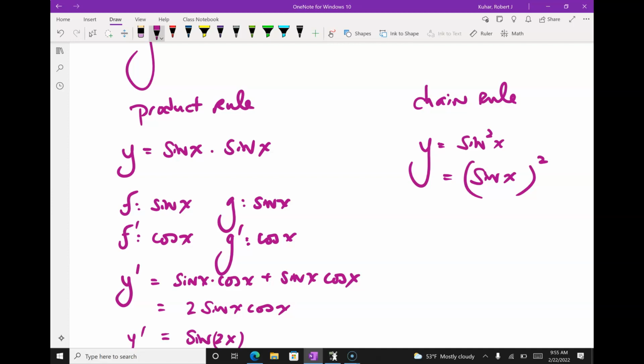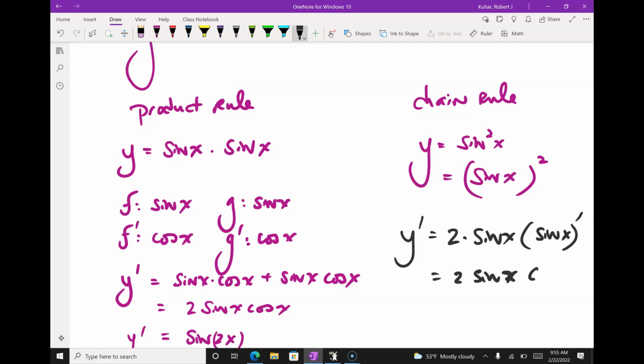The outer function is the x squared function, power rule, right? So when I take the derivative of something squared, I get 2 times that something. Agreed? And I want to keep the cat in the box. So y prime is 2 times the sine of x times the derivative of the inside, which is the derivative of sine of x, right? And that is cos of x. So 2 times sine of x times cos of x, and there it is, sine 2x.